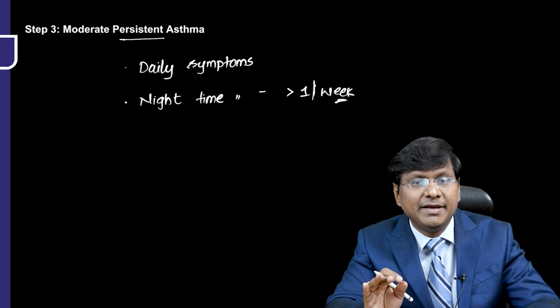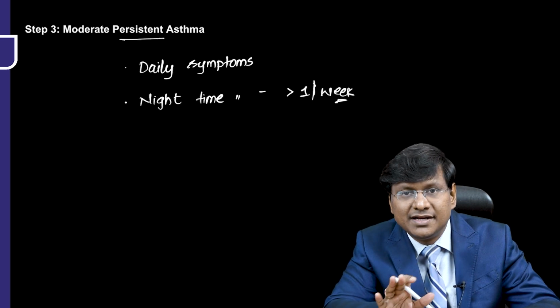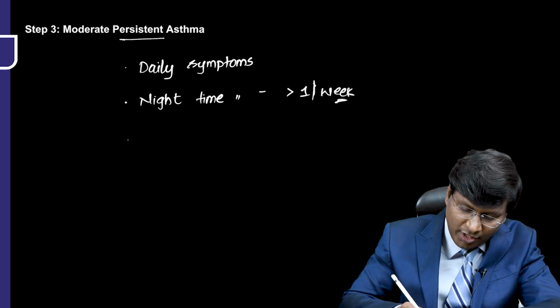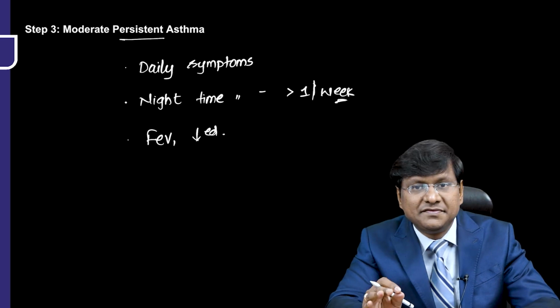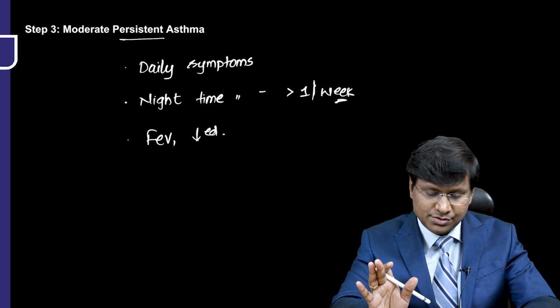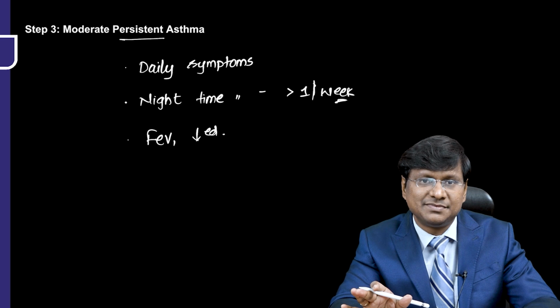So nighttime awakening will be more than once a week, but not nightly. Okay. And what about FEV1? The FEV1, that is lung function, is reduced. So that is in moderate persistent asthma.